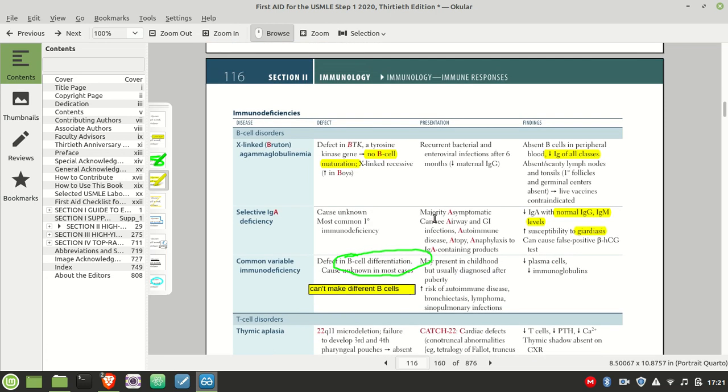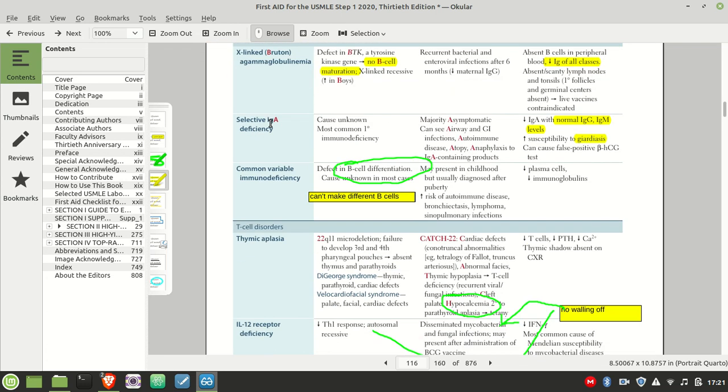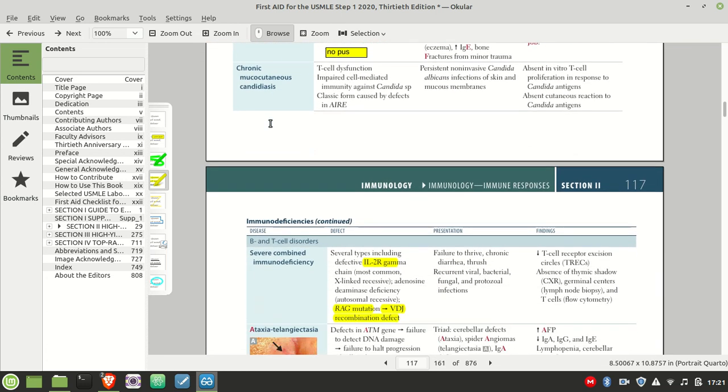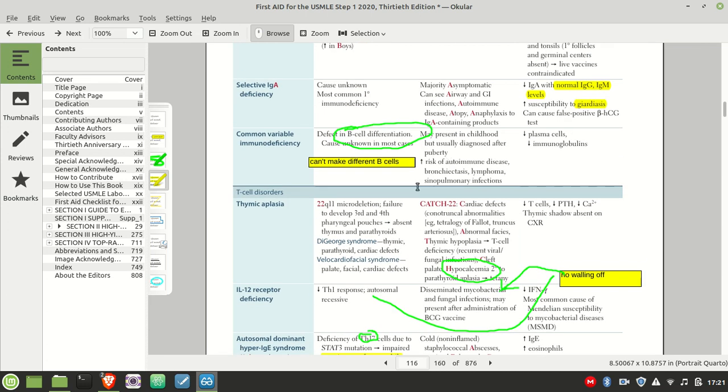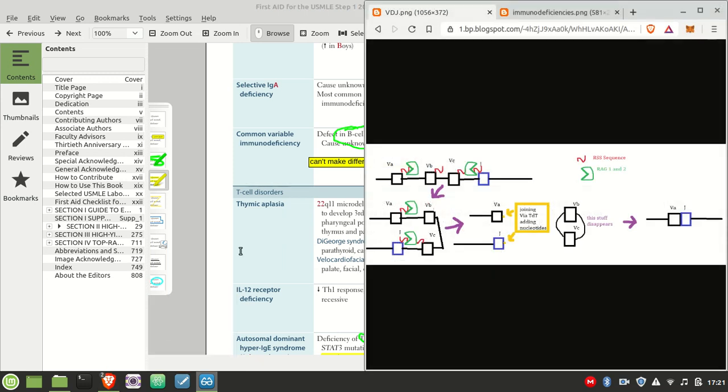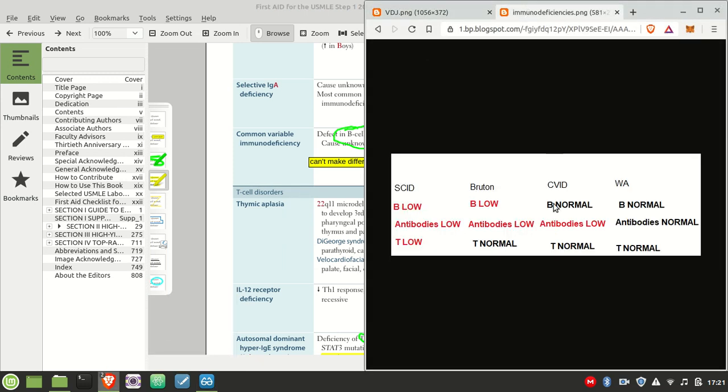We're going to do something special. We're going to do this entire page and SCID. The reason why is because there's a fantastic table here that looks at B cell count, T cell count, and antibody count, which is very helpful in differentiating the high yield immunodeficiencies.